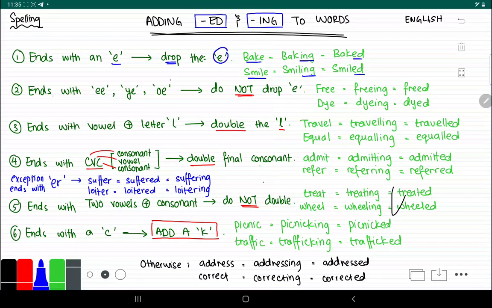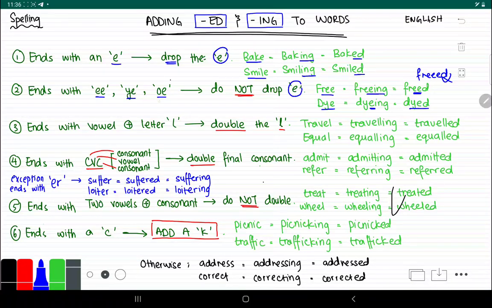On the second rule, what if words end with a double E, a YE, or an OE? In these cases, we do not drop the last E. For example, free becomes freeing with its own double E, and die becomes dying with the E still attached to it. However, when we are adding the ed, we do not make three E's, because there's already two E's present. It does not make sense if the word becomes freed with triple E, this is wrong. It becomes a double E. Same goes with died, which becomes died with only one E as well.